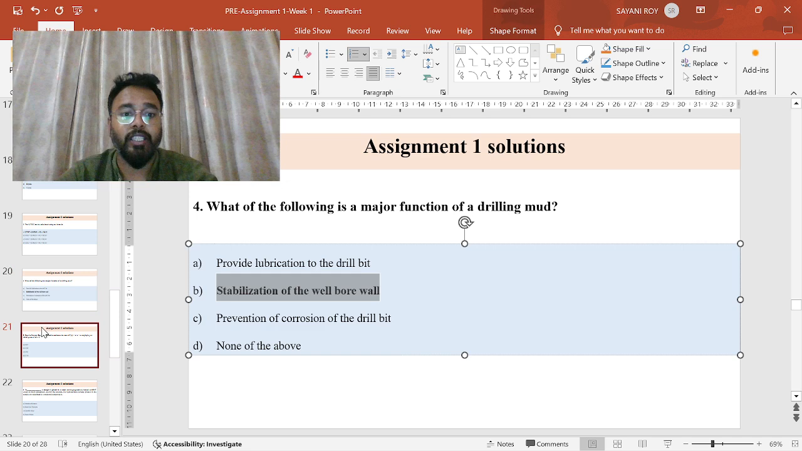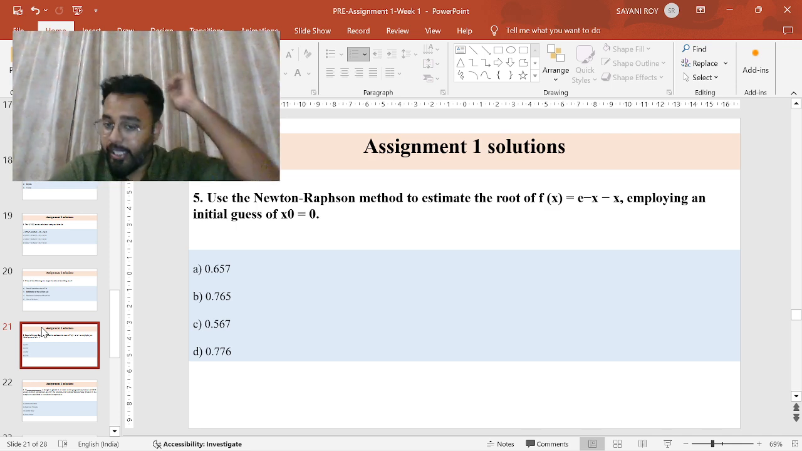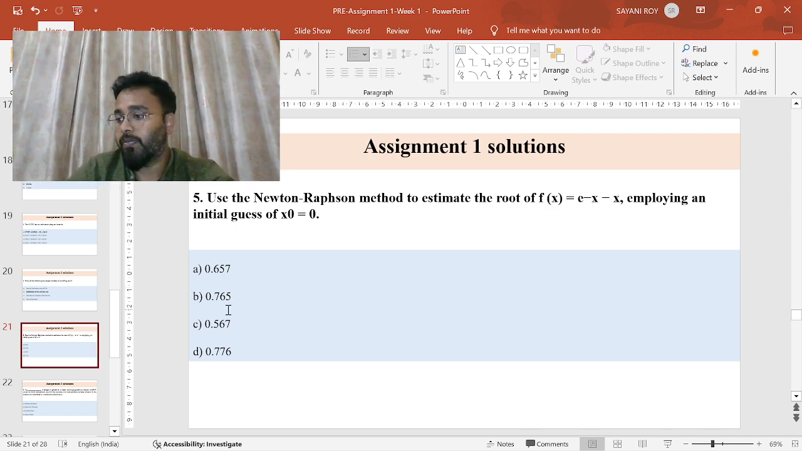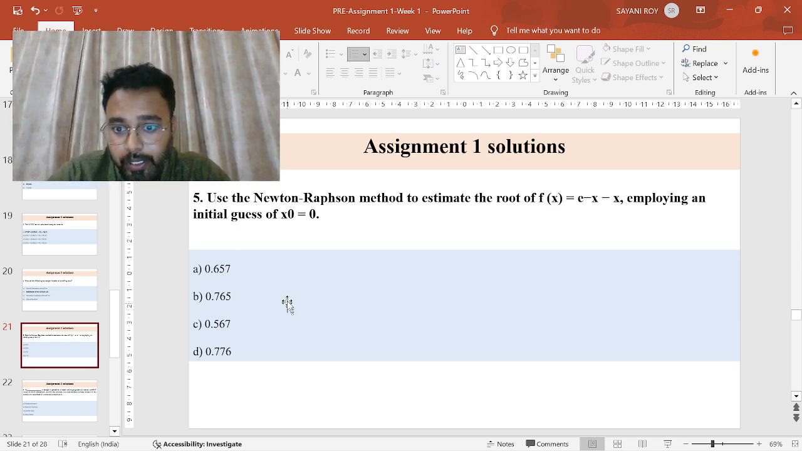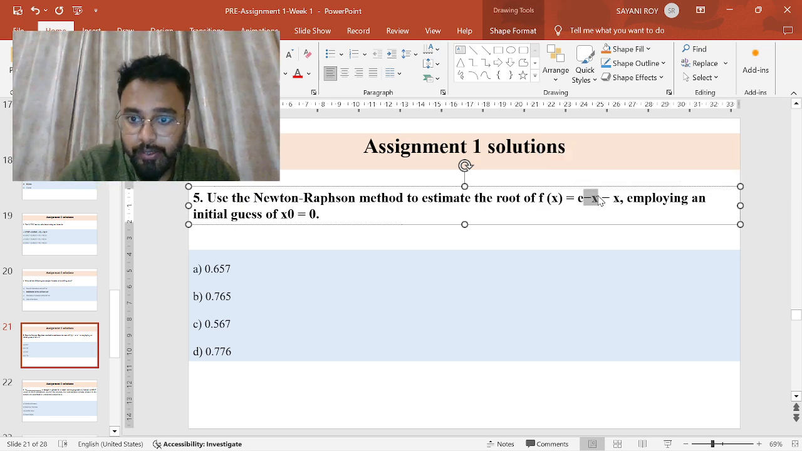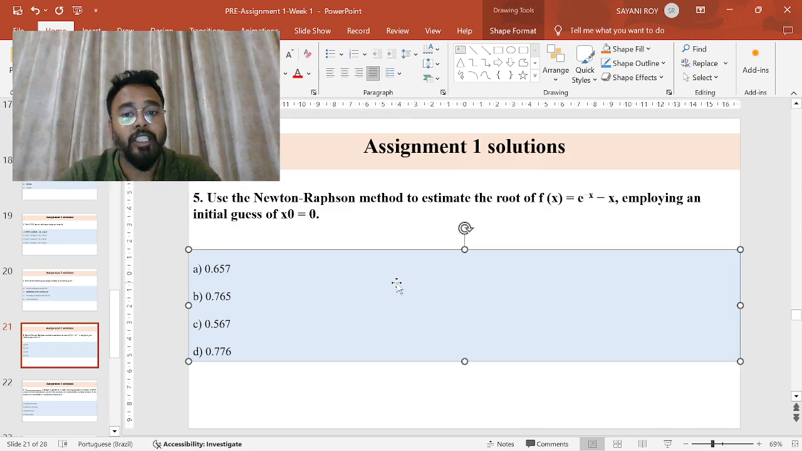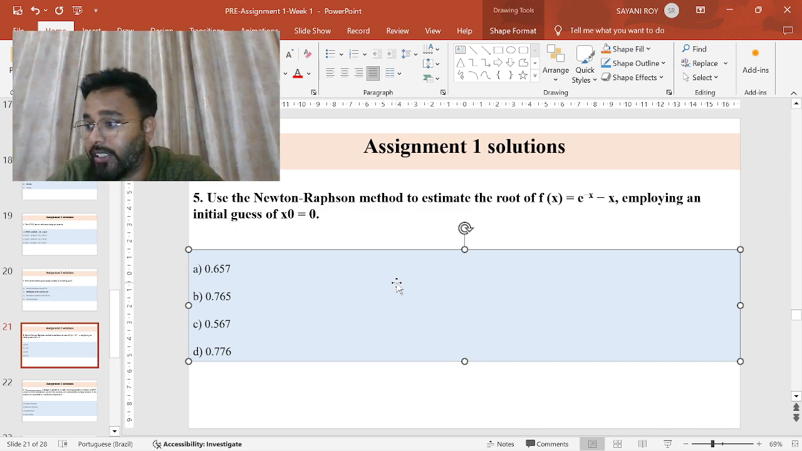So yeah, next question. Now here we get a numerical. Use the Newton-Raphson method to estimate the root of the function e to the power minus x, employing an initial guess for x0 equal to 0.